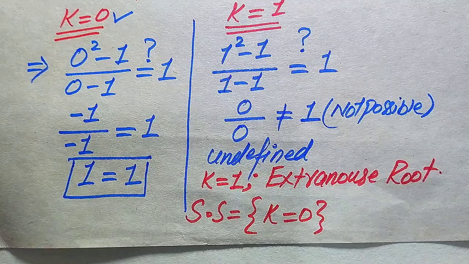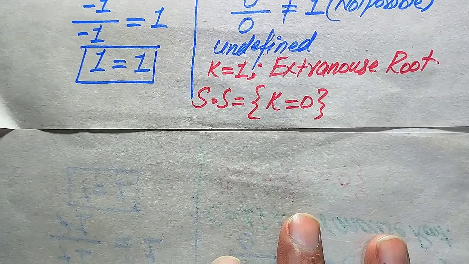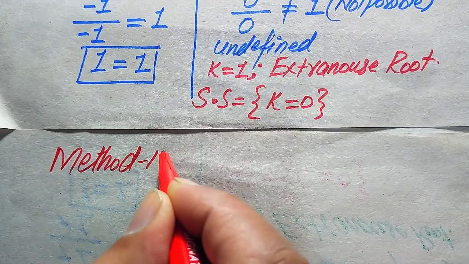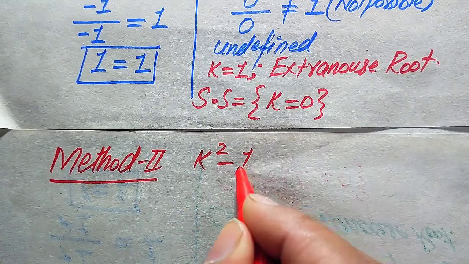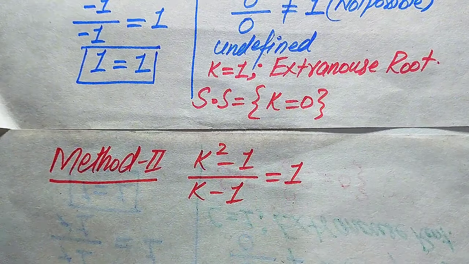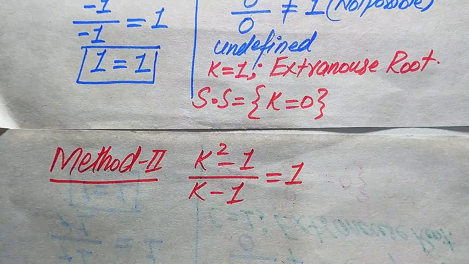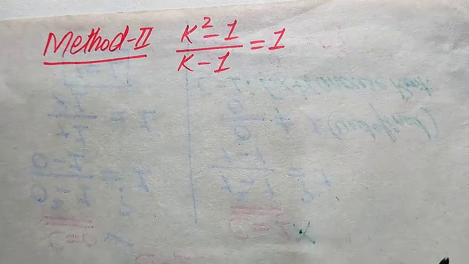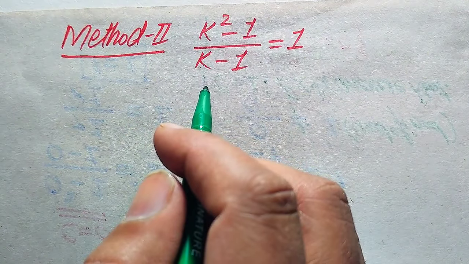And now we need to solve this problem from the second method. In the second method we need to copy down the given question statement here, so our given question statement is k square minus 1 divided by k minus 1 equals 1. This is our given question statement. And here we use another technique to find the solution set of this problem. For this we use a nice algebraic formula to find the roots of this equation.